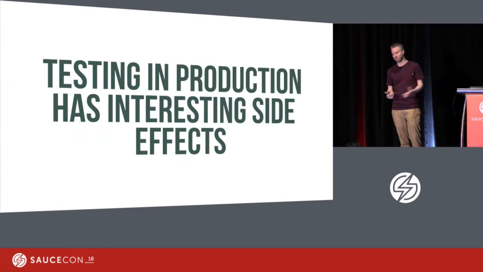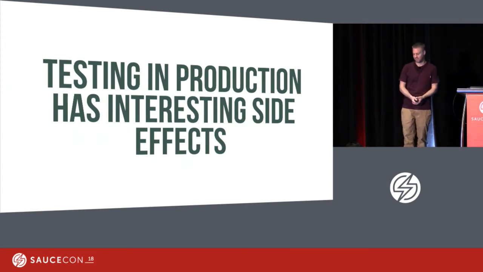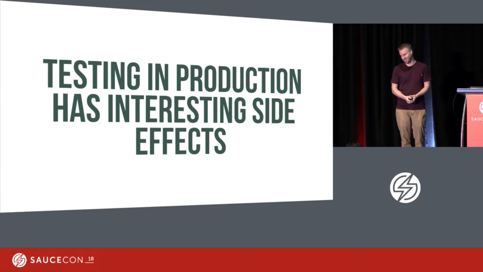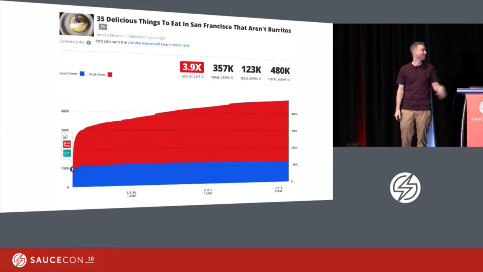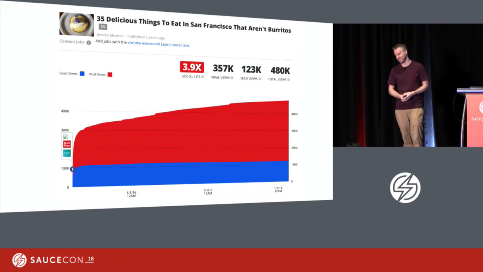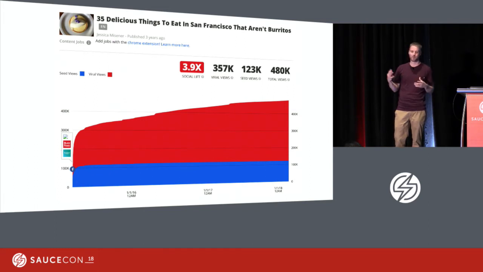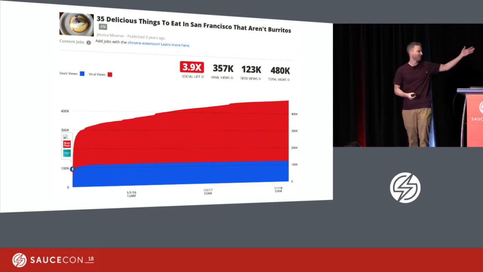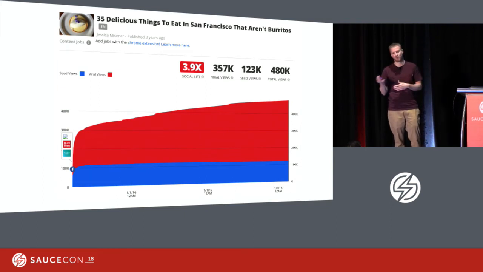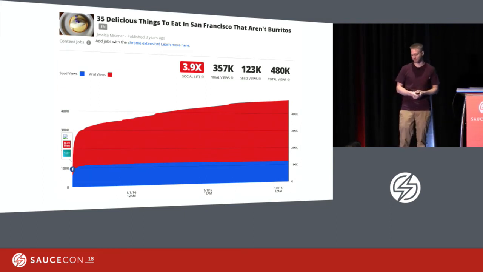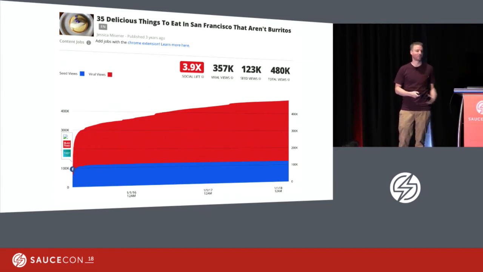We found that testing in production has some fun side effects. So this is the dashboard that we have at BuzzFeed. "35 delicious things to eat in San Francisco that aren't burritos." The point of this dashboard is to show the virality of a piece of content. So this one has a virality score or social lift of 3.9x, which means for every one person who shared it, 4 other people saw it from them. This is a really well-performing post.